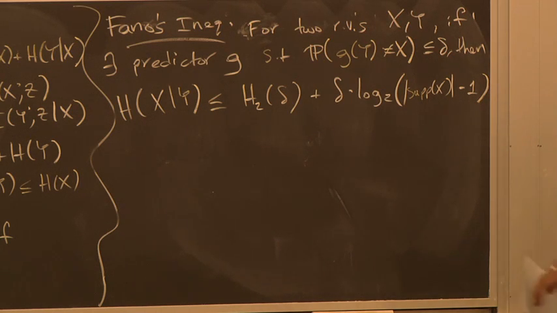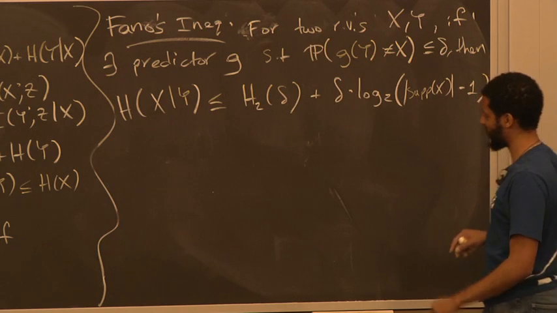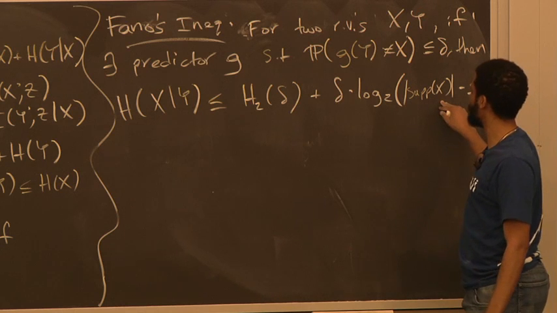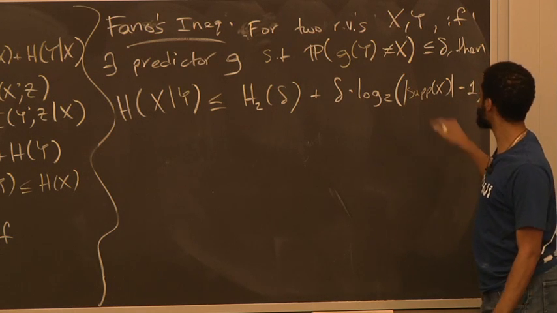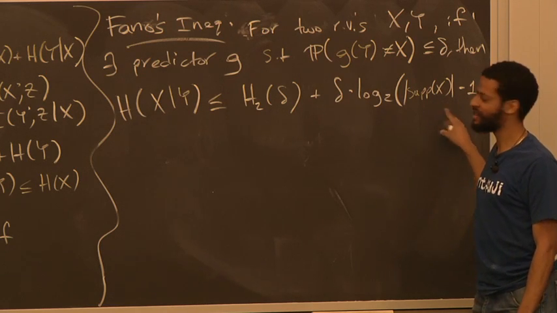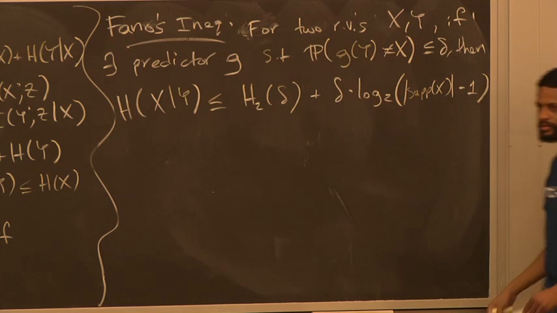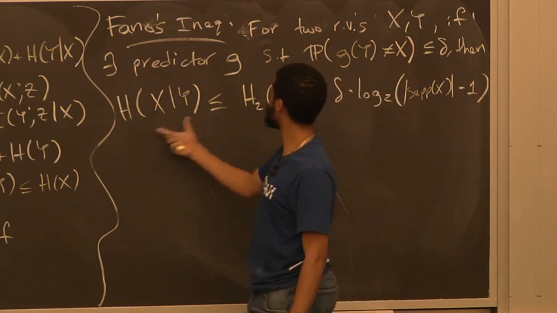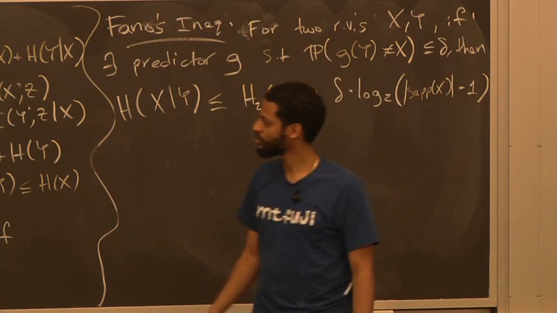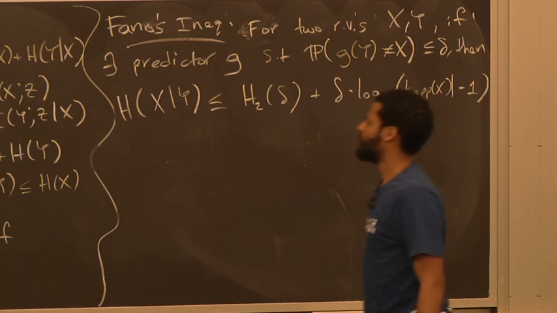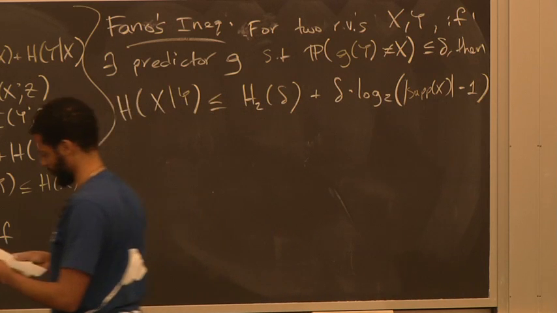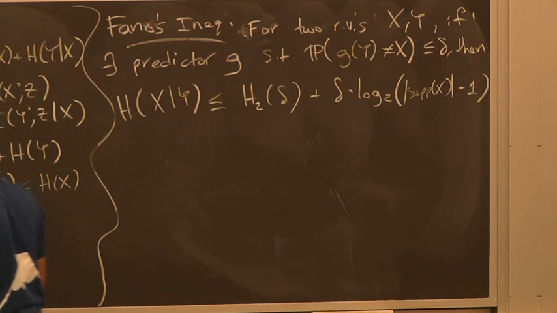Usually, when we invoke Fano's inequality in a second, when we're proving lower bounds for index, we're going to be dealing with random variables that are binary. So the support size is going to be 2. 2 minus 1 is 1. Log base 2 of 1 is 0. So this term won't really matter. So what we're going to say is that the conditional entropy is going to be at most H2 of delta. I think I forgot a minus sign.